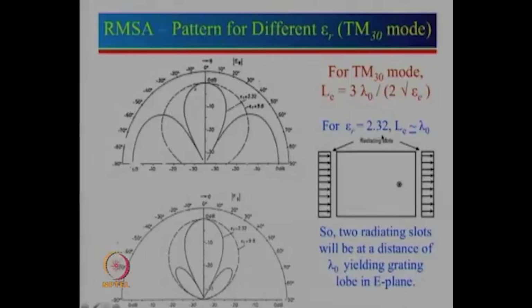Whereas, for epsilon r 9.8, if I just approximately assume, then epsilon effective is approximately 9, square root of 9 will be 3. So, 3 lambda 0 divided by 2 into 3 will be lambda 0 by 2. So, array factor will not have any grating lobe, and that is why we do not see any grating lobe here.